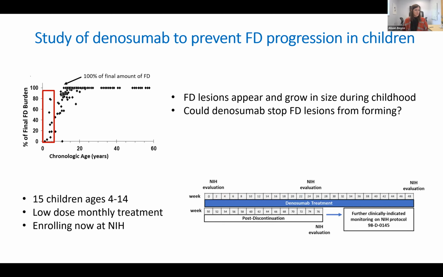So we are currently conducting a clinical trial of denosumab in kids with FD at NIH. This is going to enroll 15 children ages 4 to 14. And the strategy we've taken for this study is to use a very, very low dose of denosumab. Compared to our adult study, this study has 12 times lower of a dose. And we did that because we're expecting that we're likely going to need to continue the denosumab for a fairly long period of time to maintain those benefits. So right now the study is enrolling at NIH. So if anyone has any more interest in it, please feel free to email me.